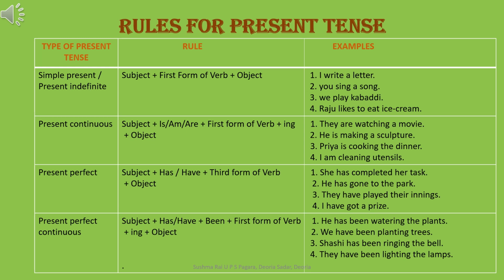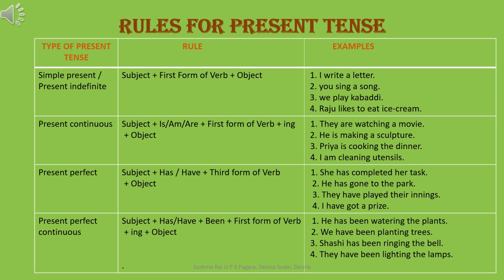Third type of present tense is present perfect tense, for which the rule is subject plus has or have plus third form of the verb plus object. Examples are: she has completed her task, he has gone to the park, they have played their innings, I have got a prize.